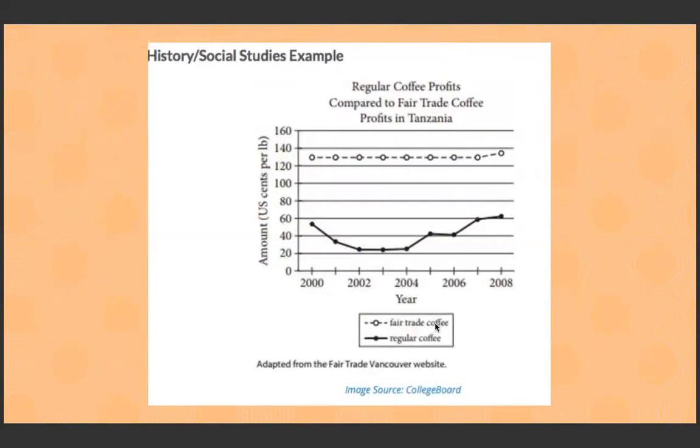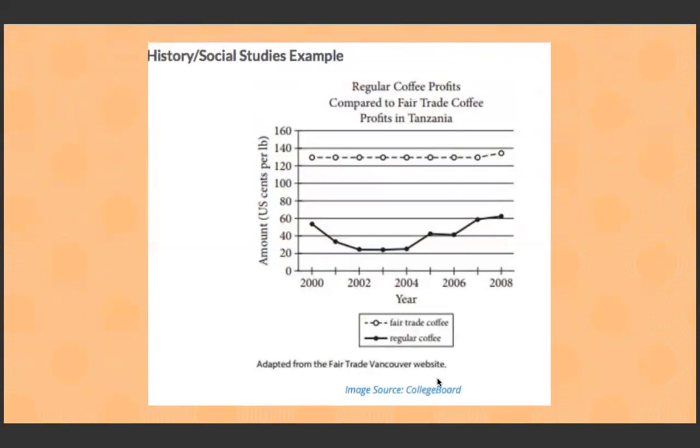Fair trade coffee, you've got yourself a table, so pay attention. Fair trade coffee is indicated by the dash in the circle, and regular coffee is with the hard line. And then, check this out. Here's your footnote, and this should tell you something, and it needs to be circled. This is adapted from the Fair Trade Vancouver website.